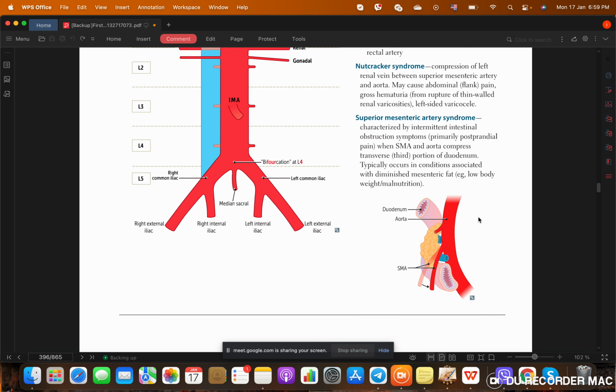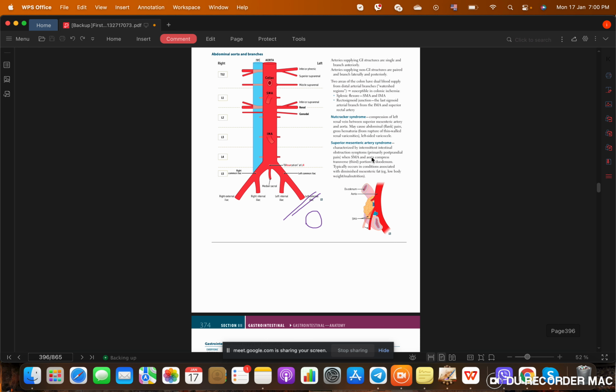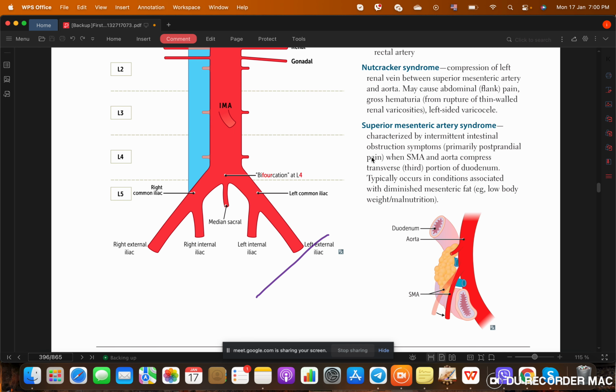Well, actually, let me see. Not really. It's basically the vessel is like this, okay? The duodenum is like this. Basically the left renal vein is like this, and there is a lot of fat in between, okay? There is a lot of fat in between. And let's say that you lose a lot of fat. When you lose the fat, this is going to compress this, which can lead to one of two problems. It's either going to give you superior mesenteric artery syndrome, or it's going to give you nutcracker syndrome. Both of them are bad. So basically it's because of weight loss.